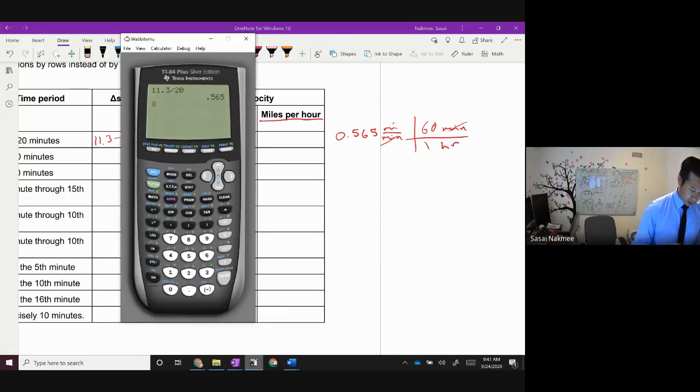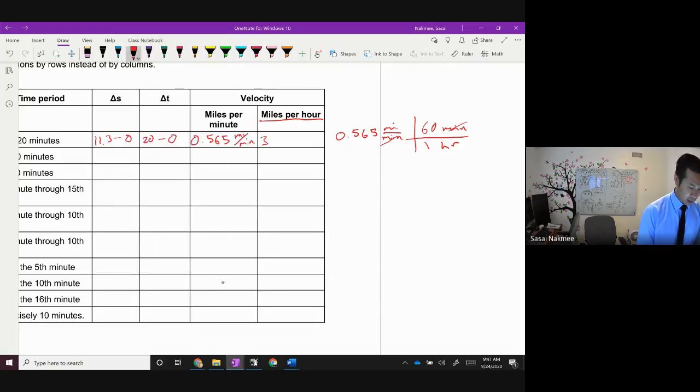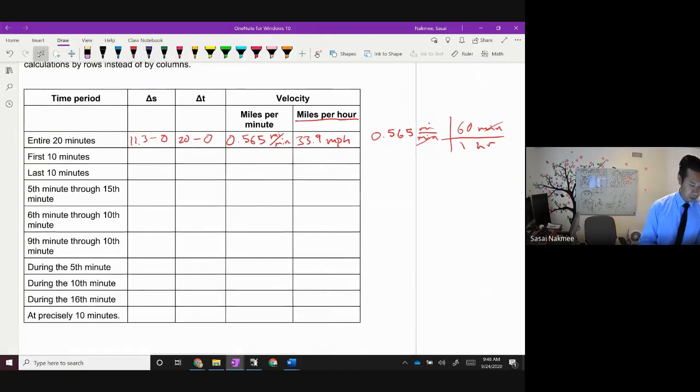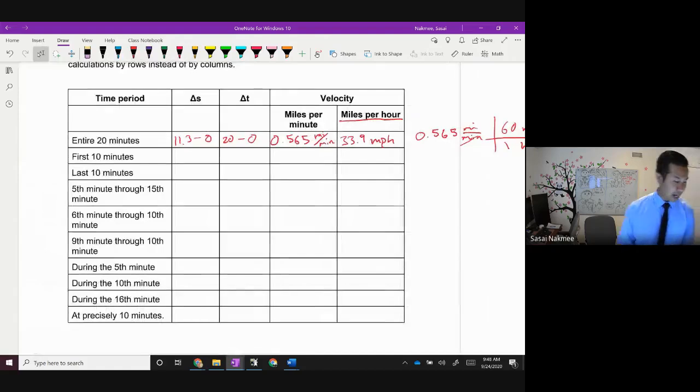So I just need to take this number, multiply it by 60. And I end up with 33.9 miles per hour. Is this person going fast or slow on average? What do you think? The entire trip for 20 minutes, he had an average velocity of 33 miles, let's round it 34 miles per hour. That's not too bad, right? All right.